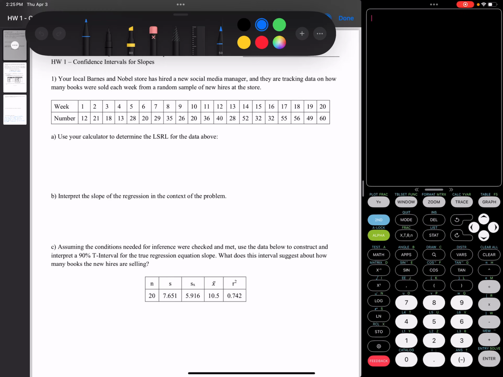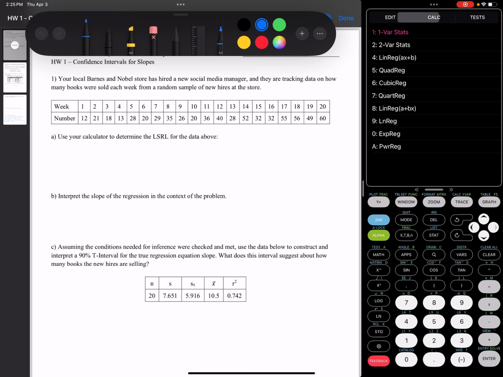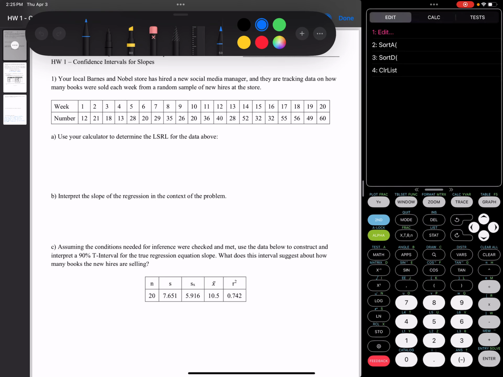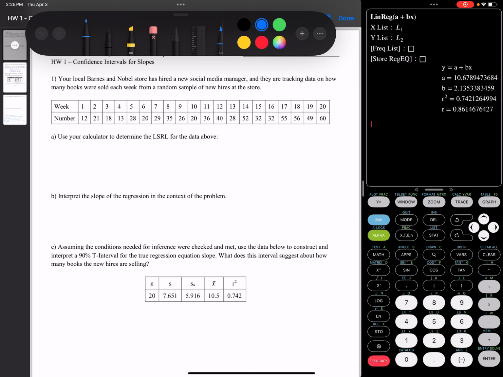All right, so number one, it says to use a calculator to determine the LSRL. So you got to throw your information in your calculator, like I've done so. Then we're going to do linear regression. I'm going to do a plus bx, hit enter, and then you just have to set up your equation. Y hat equals a plus b x.